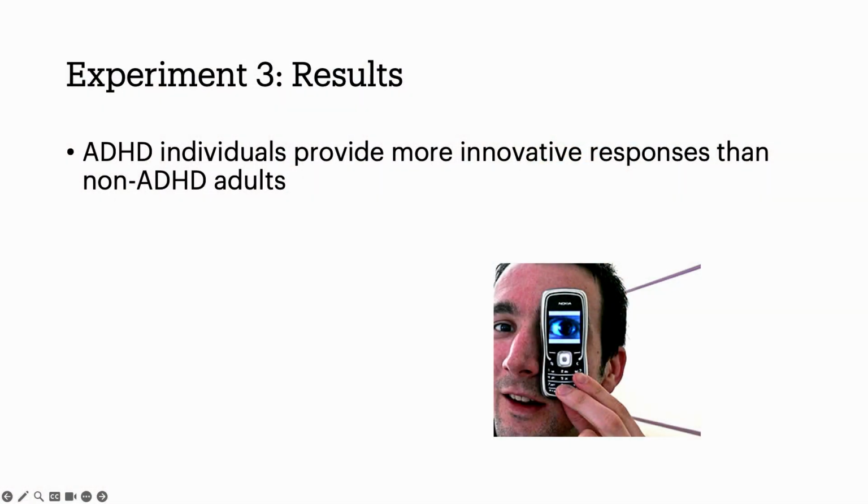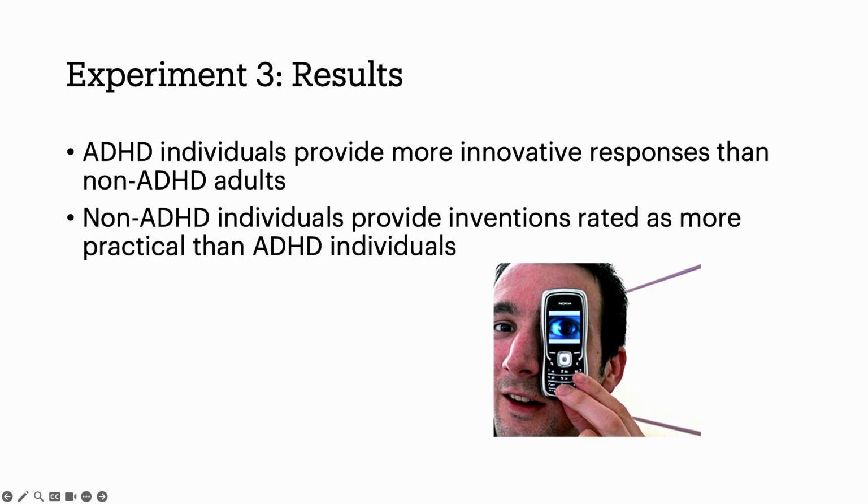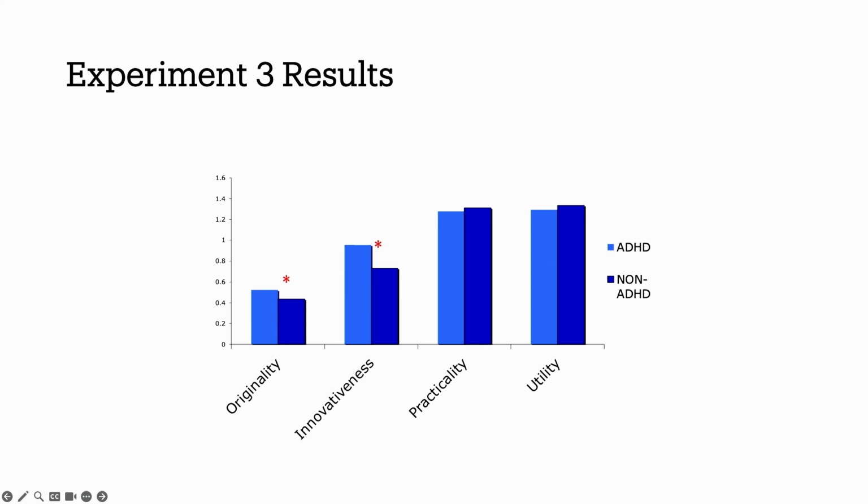And so what we found was ADHDs provided more innovative responses than non-ADHDs. They provided inventions that were rated as actually more practical than non-ADHDs, which we thought was really cool and unexpected. And so just to see, they were more, that's actually wrong, I think. They were more original and innovative, but they were equally practical and useful. And we thought that was really good because you didn't want to just say they make up random weird ideas like, I'm going to use a cell phone as a toilet or something, right? They generated things that made sense.